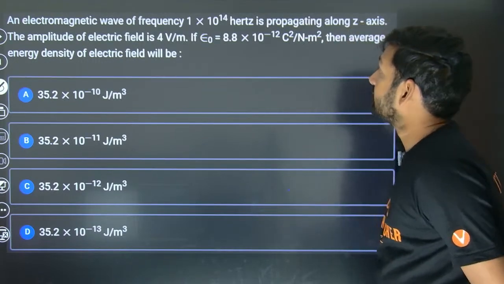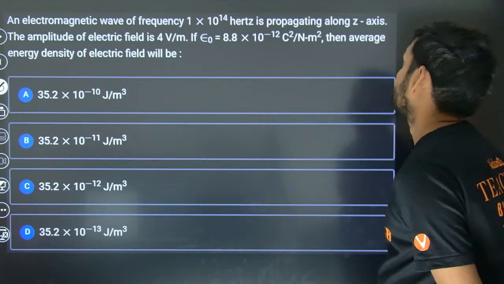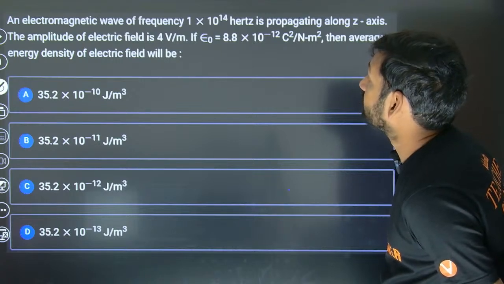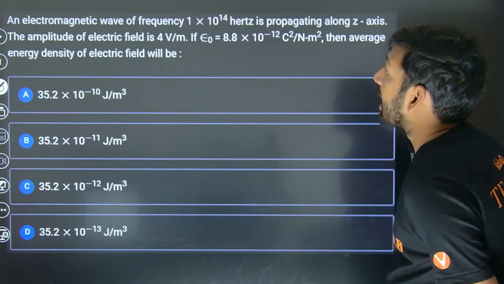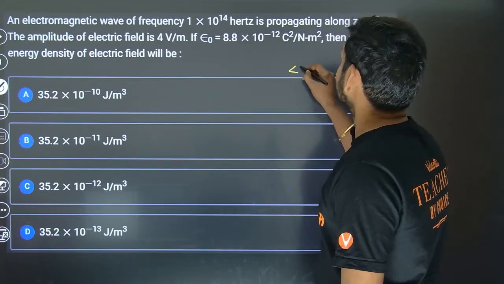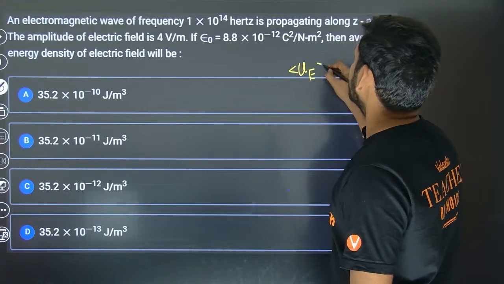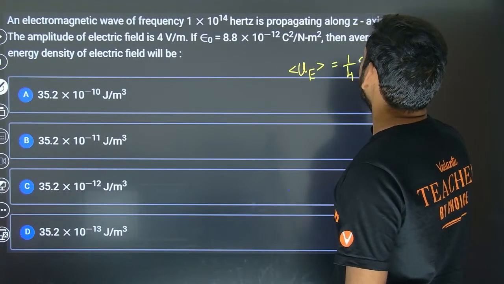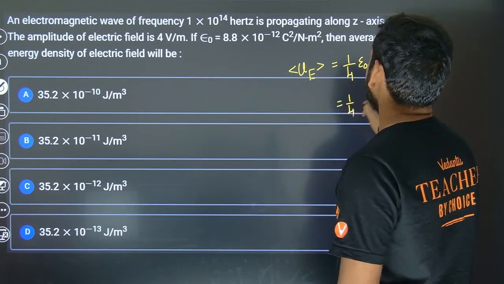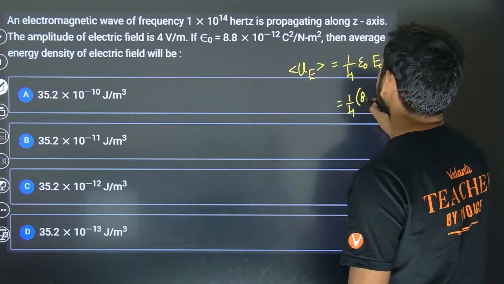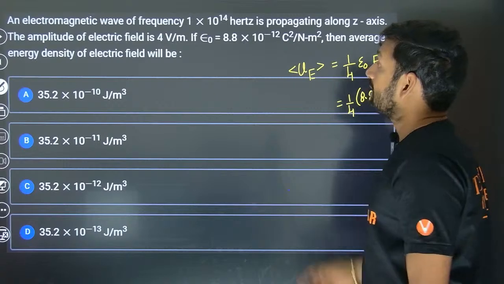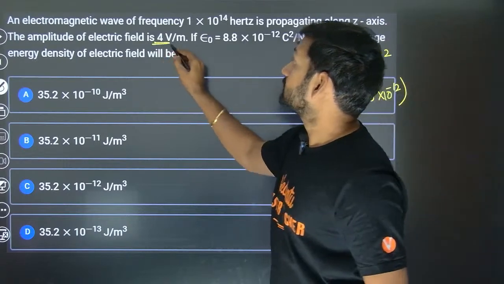An electromagnetic wave of frequency, they give frequency, is propagating along Z axis. The amplitude of the electric field is 4 volt per meter. And the average energy density of electric field. What was the average energy density of the electric field? It was 1 by 4 epsilon naught E naught square. So 1 by 4 epsilon naught value also they have given, 8.8 into 10 to the power minus 12, into E naught square.